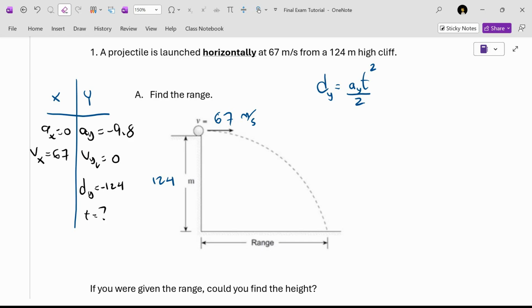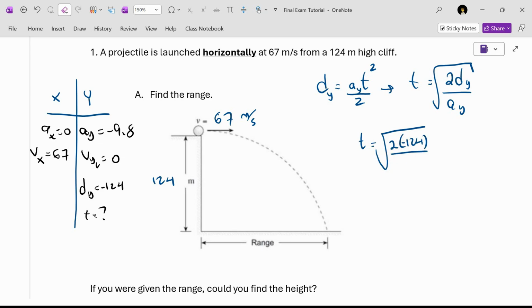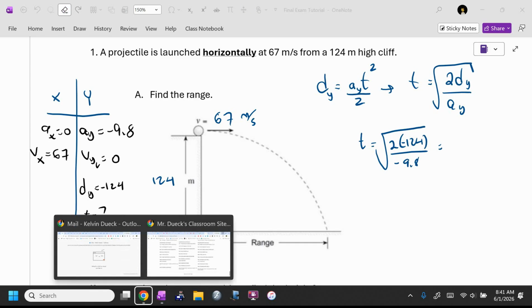How would I get the T by itself? What will I do with the A? What about the 2? We get this. Time is going to be the square root of 2 times the vertical distance divided by the vertical acceleration. It's going to be the square root of 2 times negative 124, Mr. Dueck, divided by negative 9.8. I have no idea what the time is, but let's quickly go find that.